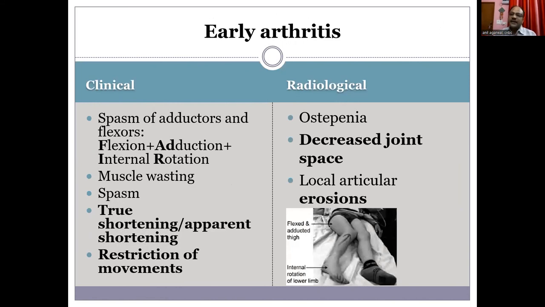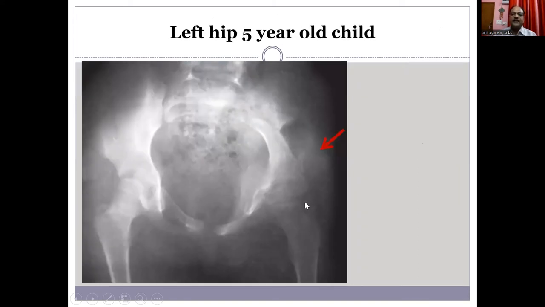Then we come to the early arthritis stage. What will further happen is that as the joint space decreases, your attitude changes and you have erosions developing now. So what will the radiological picture look like? The margins become blurred. The articular erosion is obvious.